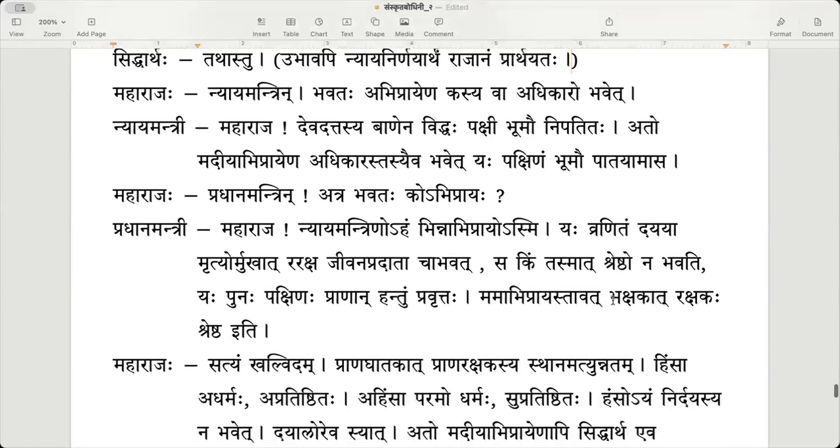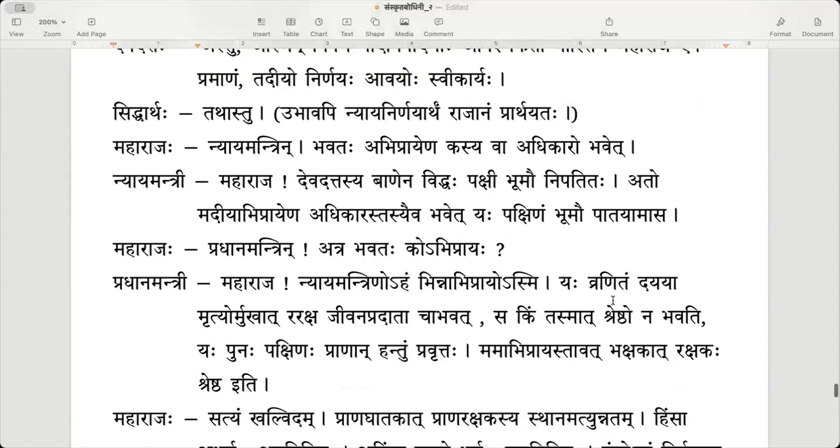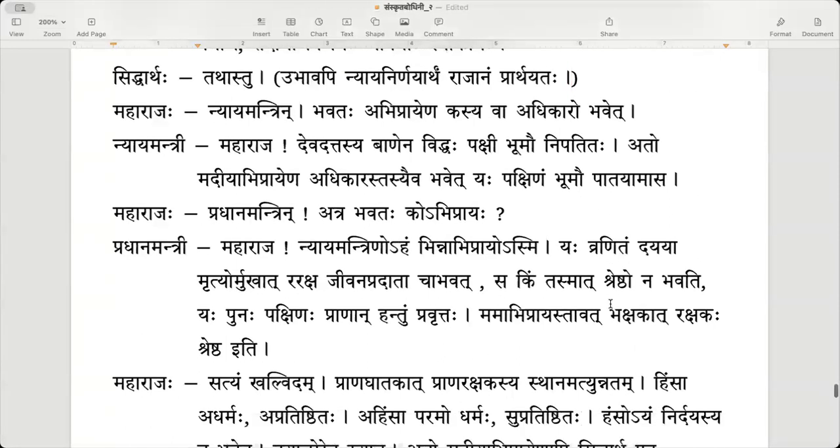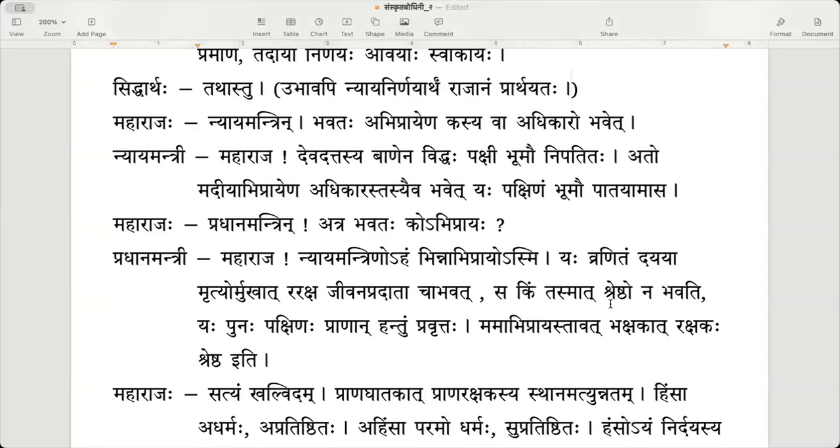So how do we do that? We just have to fold the hands. How do we do the prarthayatah? Just like that, you fold your hands, anjali baddham. But you can take turns with Maharaja and Nyayamantri, because there is a Pradhanamantri also who is going to give the decision. Go on. Both of you do it. Maharaja. Okay.